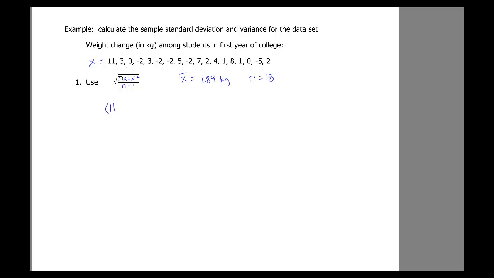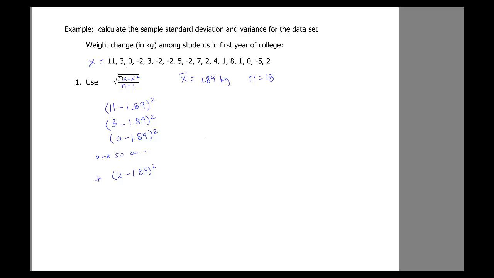So the first value for x is 11. We want to subtract the mean, 1.89, and square that. And then we would do that for the next value of x, which would be 3 minus 1.89 squared. And it would keep going, 0 minus 1.89 squared, and so on, until you get down to the last one, which would be 2 minus 1.89 squared. And then we'd add all those together.